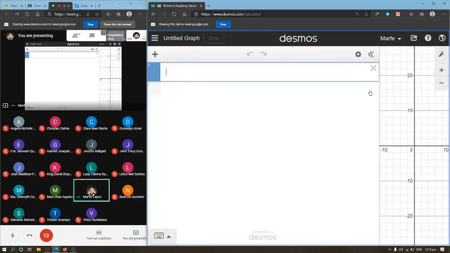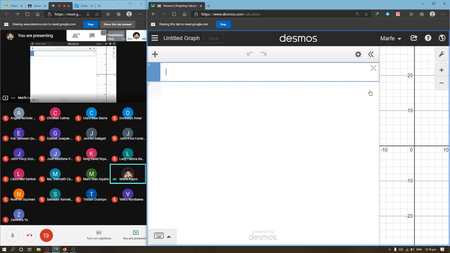Okay, so since alam na natin mag-evaluate ng operations on our rational expressions, namely addition, subtraction, multiplication, and division, lahat yan i-apply natin when it comes to rational equation and inequality.